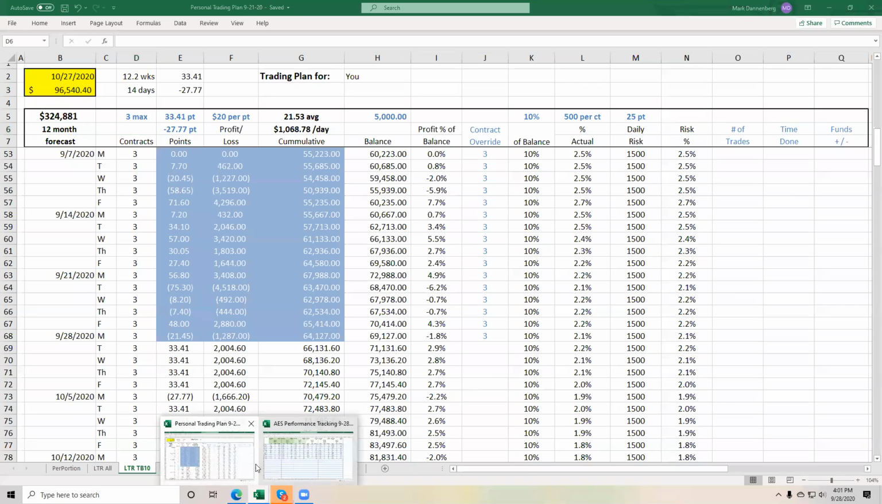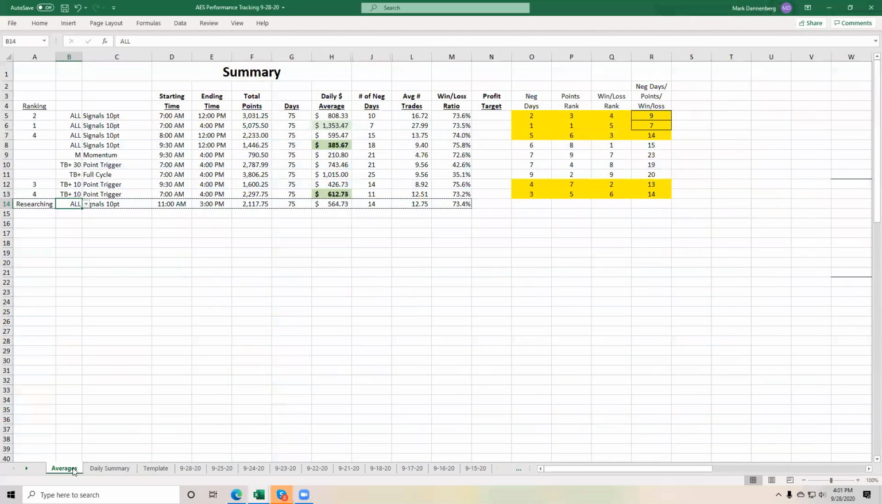Okay, last thing I'll touch on here is let's take a quick look at our averages. We're averaging on all signals, 9:30 to noon, $385.67 a day. That's assuming one contract. Now that's based on 75 trading days, and there's about 20 trading days per month. So 75 trading days, we're averaging 385.